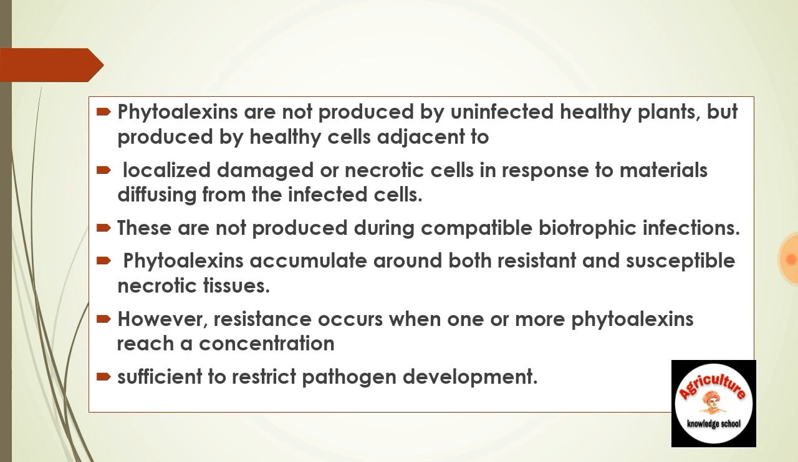Phytoalexins are not produced by uninfected healthy plants but by healthy cells adjacent to localized damaged or necrotic cells, in response to materials diffusing from the infected cells. These are not produced during compatible biotrophic infections. Phytoalexins accumulate around both resistant and susceptible necrotic tissues. However, resistance occurs when one or more phytoalexins reach a concentration sufficient to restrict pathogen development.